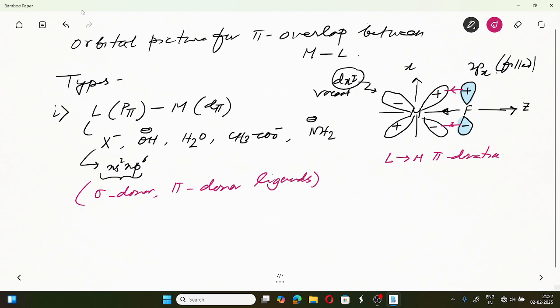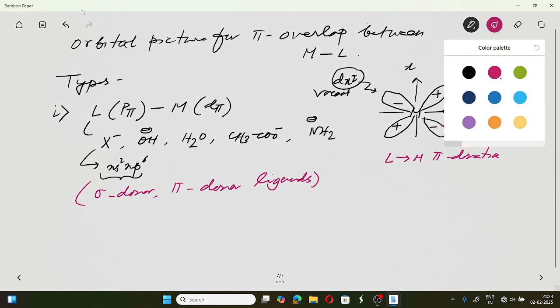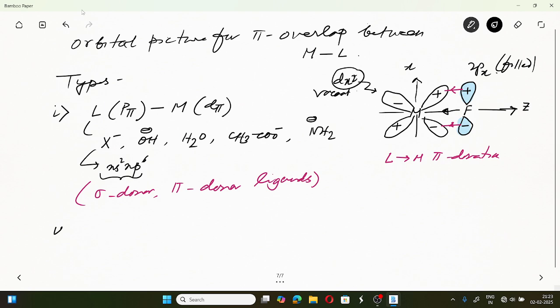So they donate sigma electron density, of course. Additionally, they can donate the pi electron density also. Now, the second type of pi bonding, we shall discuss this in detail in molecular orbital theory. Now let us discuss it in terms of VBT, of course, orbital overlap.